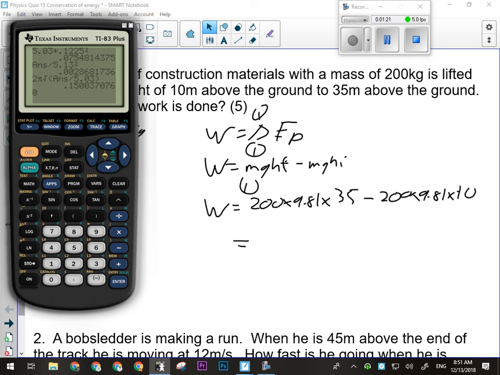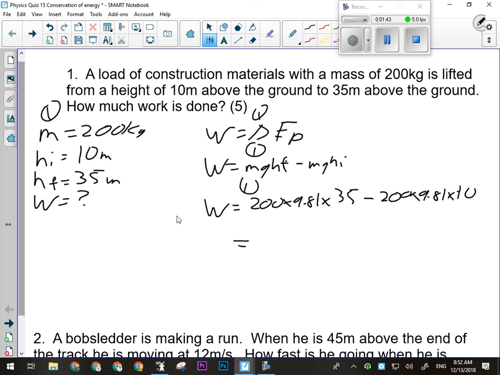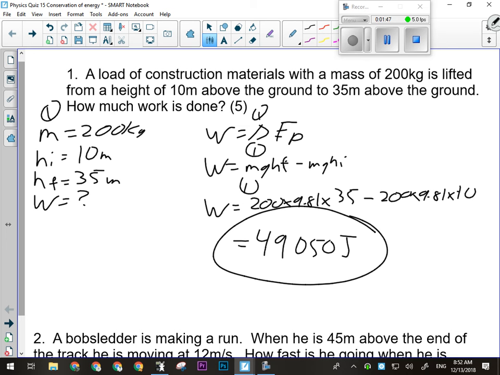200 times 9.81 times 35 minus 200 times 9.81 times 10. All right, gives us a change in energy of 49,050 joules. Fifth and final mark. Questions on number 1.